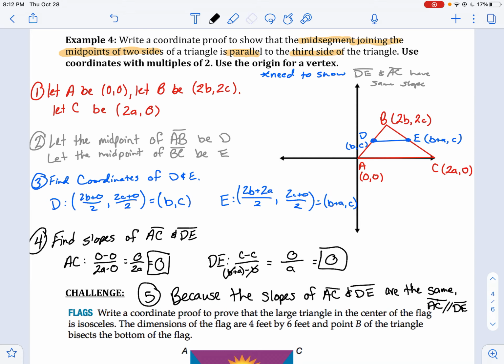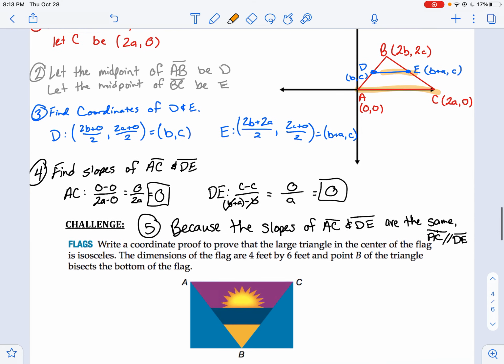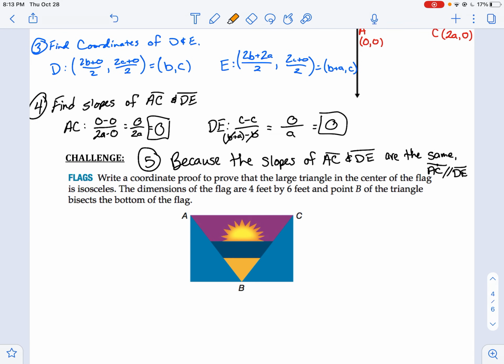So that's what I'm trying to prove. I'm trying to prove that the midsegment is parallel to the third side of the triangle, and I did that. This midsegment is parallel to the third side by showing that these two slopes are equal. So those were 2 examples of coordinate proofs. If you'd like to try the coordinate proof of this challenge problem, this is a really tough one here since there's no coordinate plane. Let me know what questions you've got, and I will see you soon.